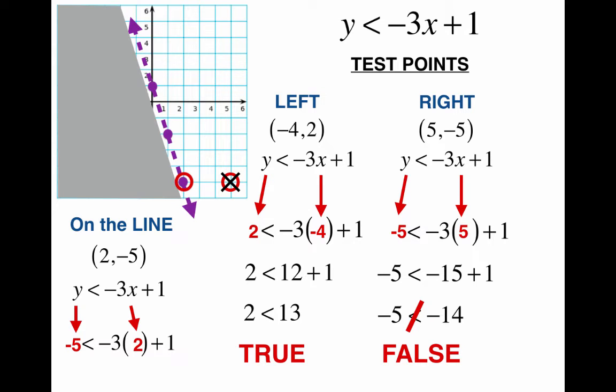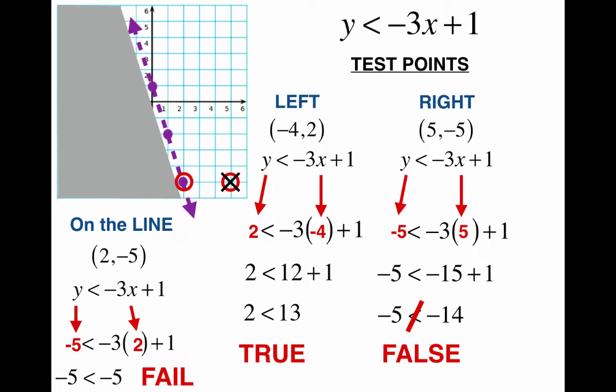So what's negative 3 times 2? That'd be negative 6 plus 1. Negative 6 plus 1 is negative 5. So here's what we get. Now, is negative 5 less than negative 5? No, negative 5 is equal to negative 5, but there's no equal sign. So this one fails. It's false. It doesn't pass this test.